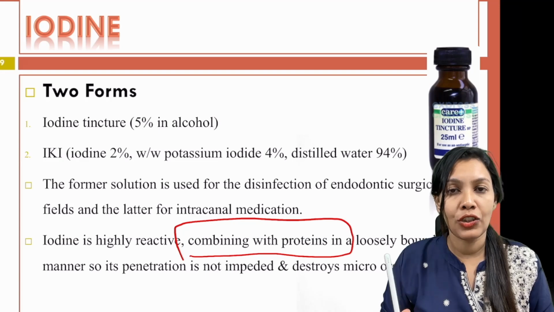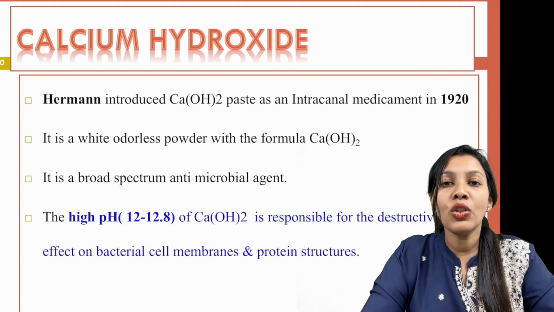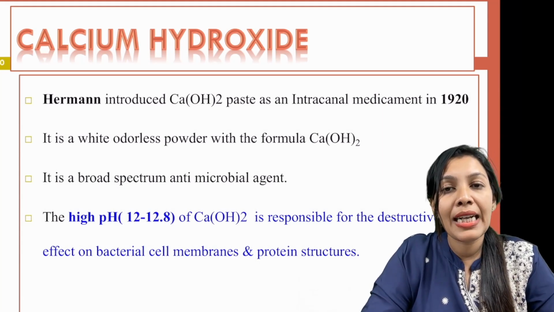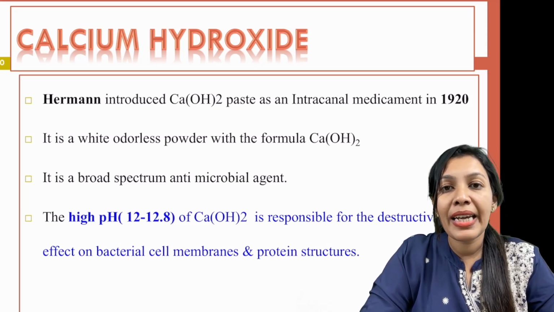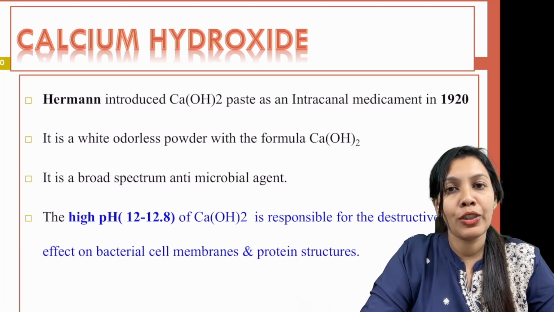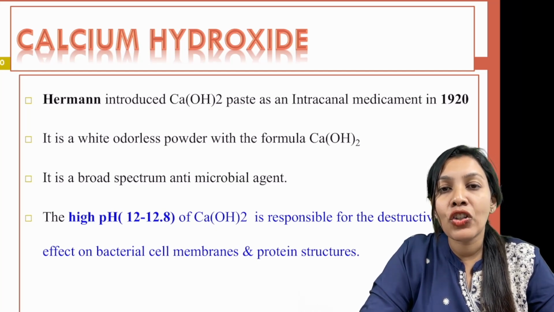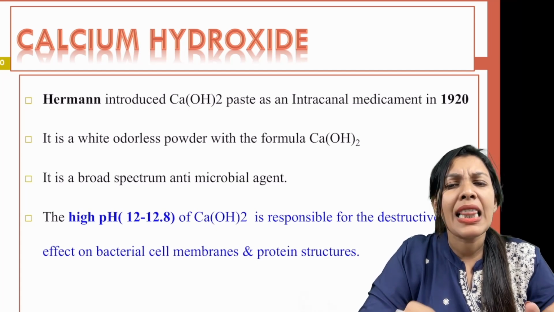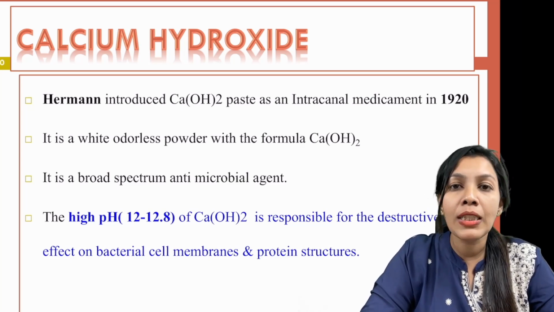The calcium hydroxide. The most commonly and the most worldwide accepted intracanal medicament is calcium hydroxide. And this is a very important topic, need to be studied for your PG NEET. Hermann is the person who introduced calcium hydroxide. It has a pH of 12 to 12.8. This high pH is responsible for the destruction of the microorganism, its membrane and the protein structure. And it has a broad spectrum action.